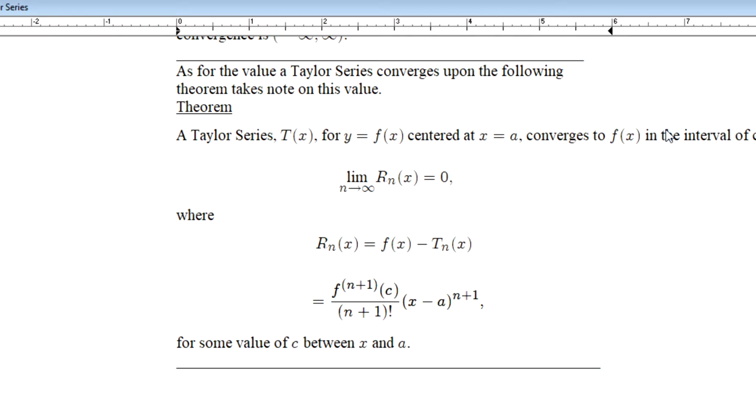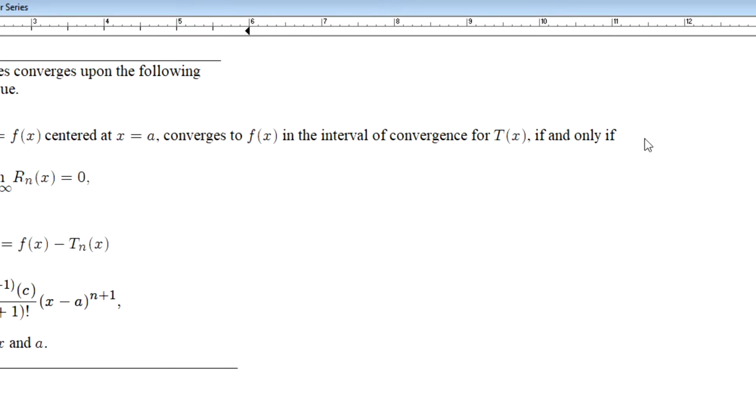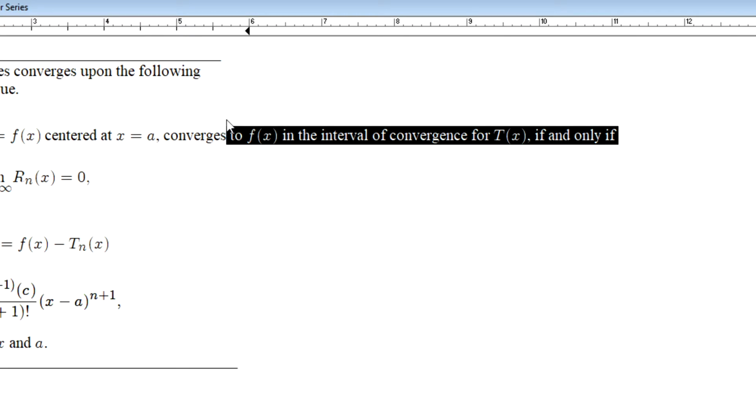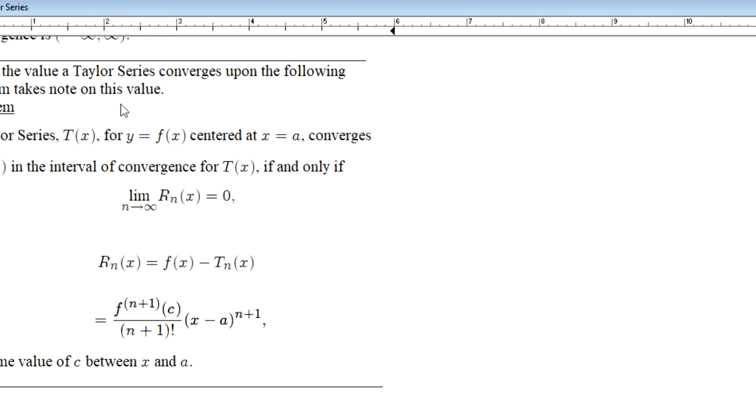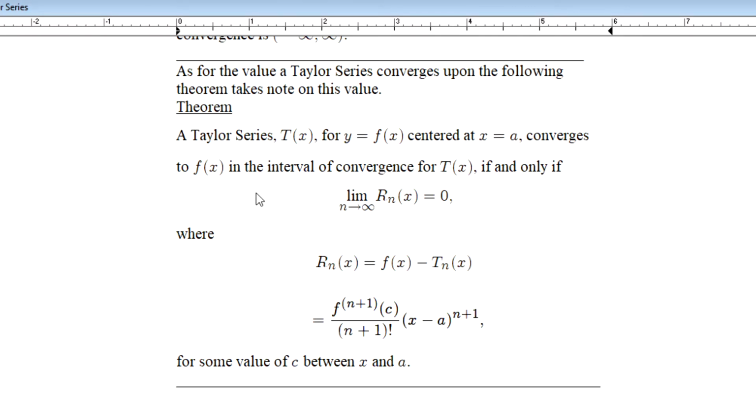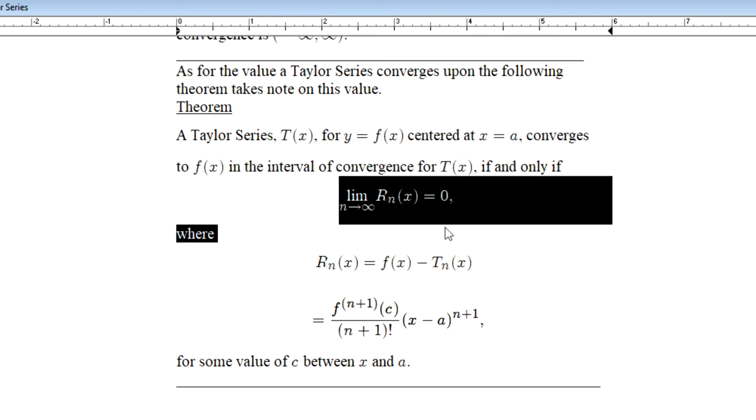for T of x, if and only if, I'm way out of bounds here. Something is going on with the word editor there. Let's get it in there like that: converges to f of x in the interval of convergence for T of x, if and only if this is true about our limit. I think that's what makes it a little clearer as a theorem.